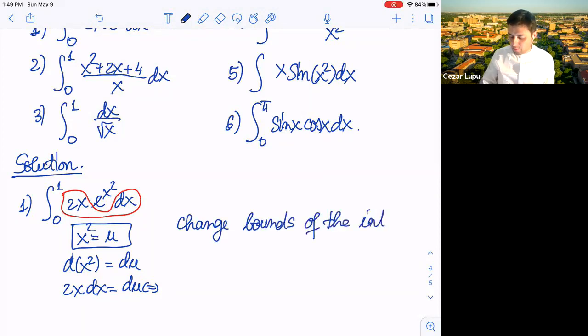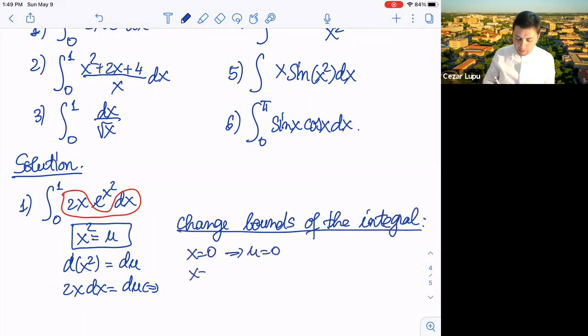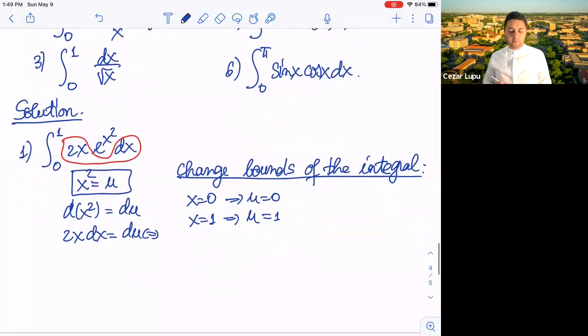So in this case, when x is 0, u will be 0. And when x is 1, u will be 1. So the bounds will stay the same. Great. So our integral, let's just call this I.